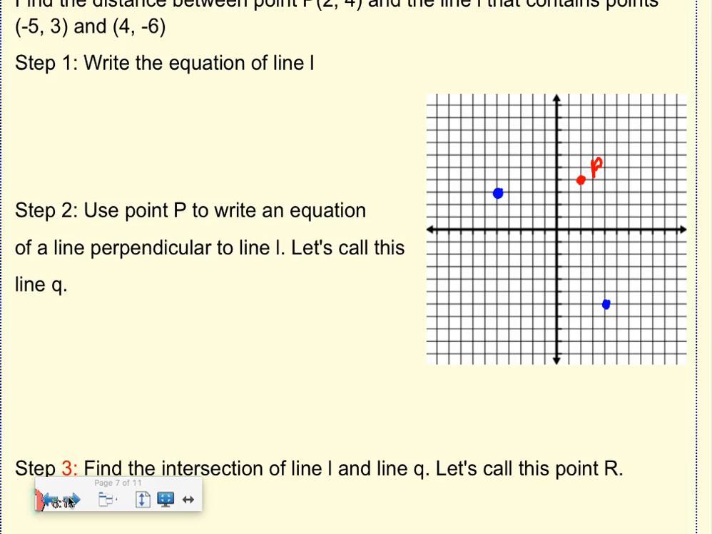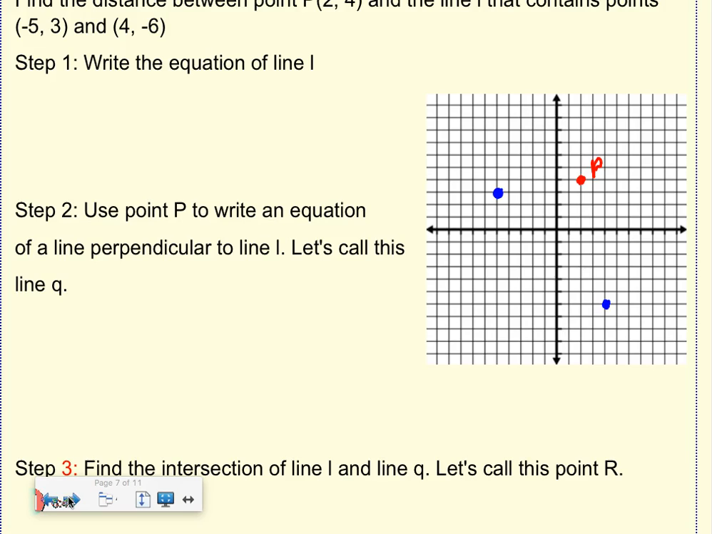Yeah. Okay, so our first job is to make the equation of this line right here. So I need to find my slope first. -1. How'd you get -1? Because the difference between -5 and 4 is 9, and then 3 is -6.